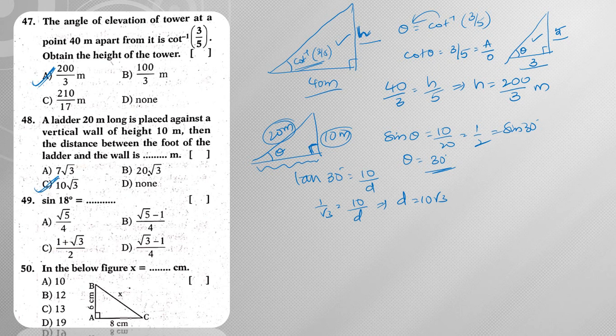Next, sine 18 degrees. Sine 18 degrees is nothing but root 5 minus 1 by 4. We can obtain the value by using quadratic equations, right? So just remember this value, root 5 minus 1 by 4. In the given figure, x is equal to, now if you observe, this is a right angle triangle in which the two sides are 8 and 6. By using Pythagoras theorem, with sides 6 and 8, automatically this is 10 centimeters. So the distance is 10 centimeters, right?